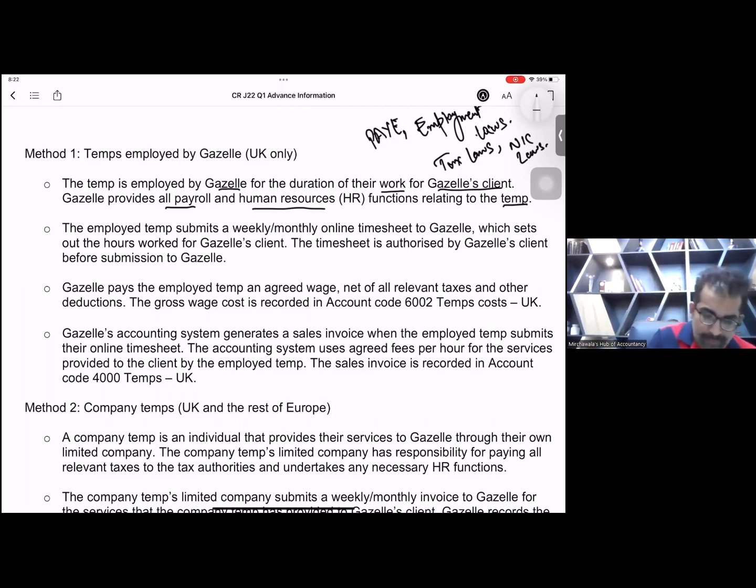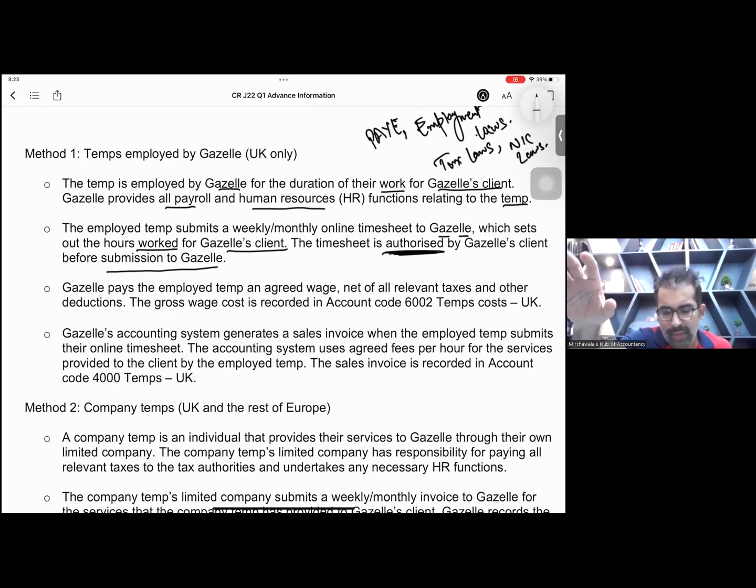This is the thing. The employed temp submits a weekly or monthly timesheet to Gazelle, which sets out the hours worked for Gazelle's client. The timesheet is authorized by Gazelle's client before submission to Gazelle, okay? So what is the process? A very simple process. Employees go and work a number of hours and take a timesheet, that timesheet is authorized by the client, the client sends it to Gazelle, and then Gazelle pays its employees.